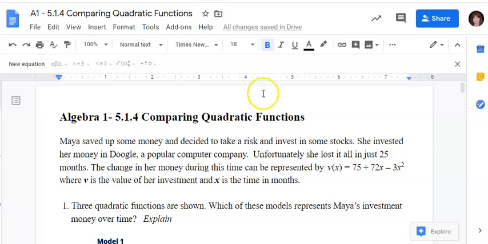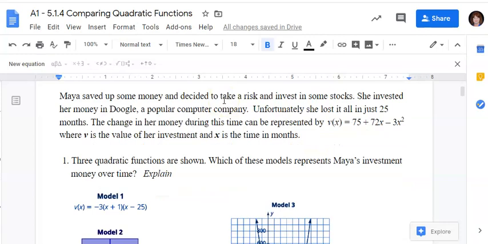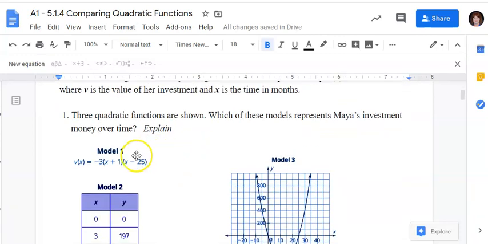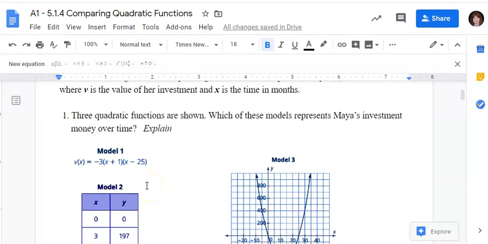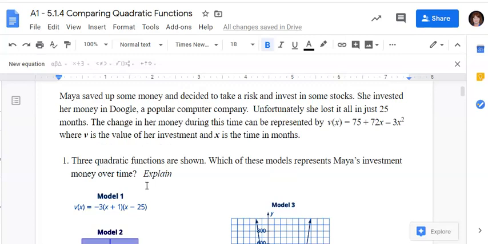There are three quadratic functions shown. Which of these models represents Maya's investment over time? And explain. So the first model is an equation, and the second model is a table, and the third model is a graph. So let's see what clues we can get out of this equation that we're given.